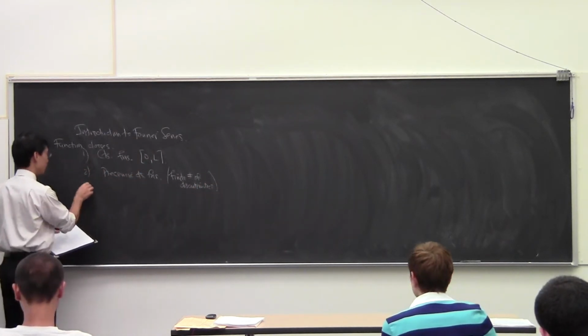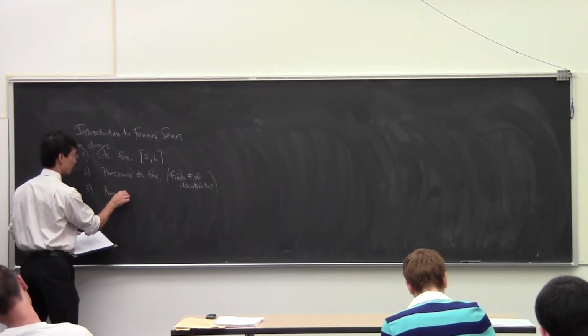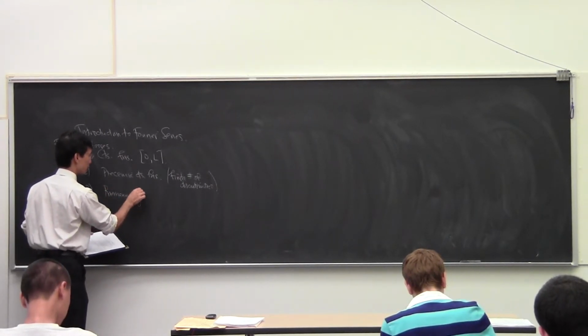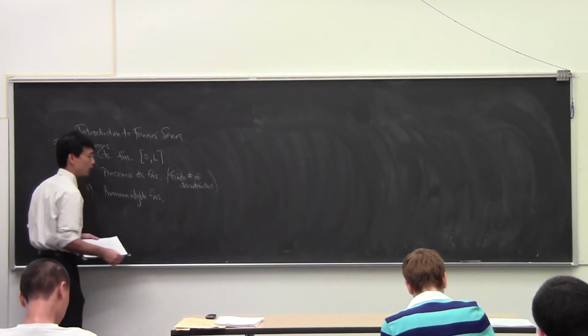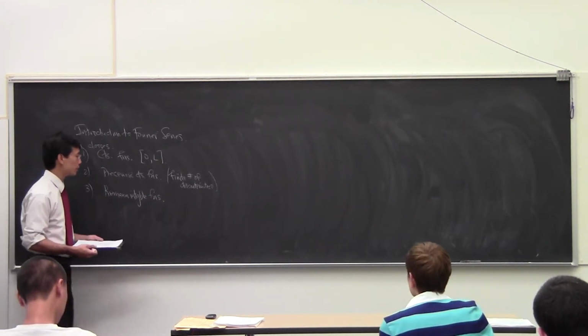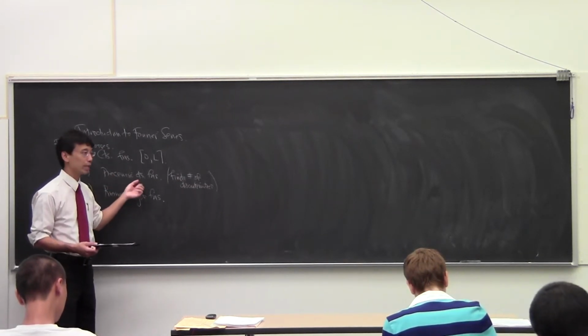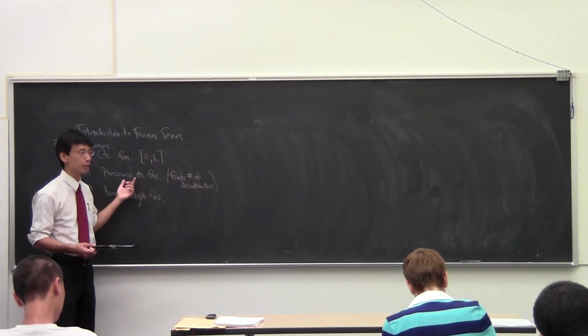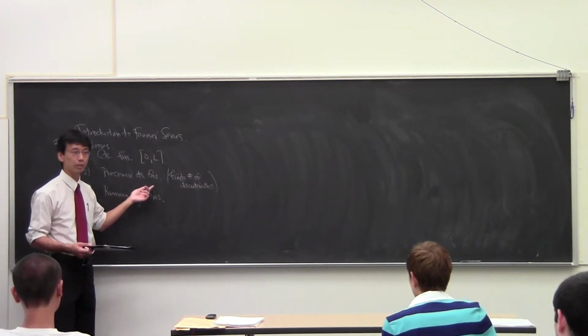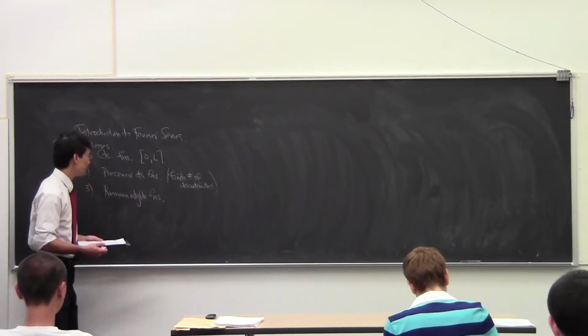Okay. Number three, we've got the Riemann integrable functions, which we talked about earlier, right? They are functions for which, given any epsilon, you can find a partition for which the upper and lower sums based on those partitions are within epsilon of each other, right?